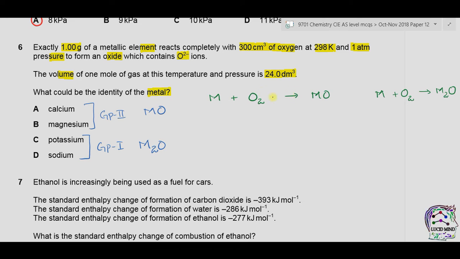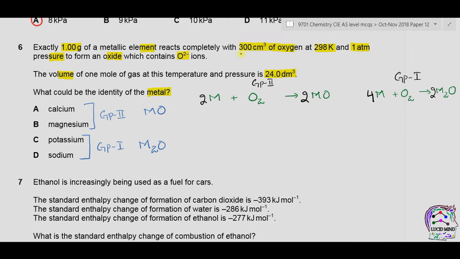Now we can balance these equations. We can write 2 with MO to balance oxygen and 2 with metal to balance metal. Similarly, on this side, we can write 2 to balance oxygen and 4 with metal to balance metal. This is for group 2 and this is for group 1.